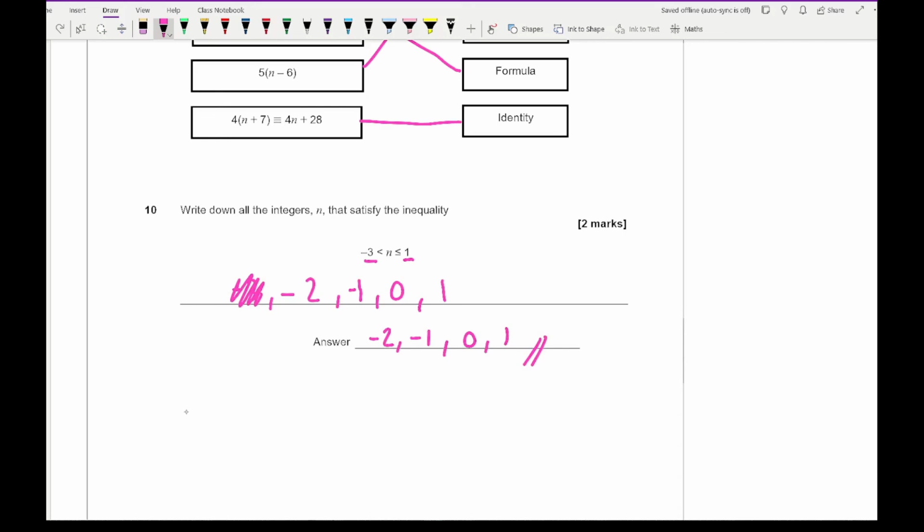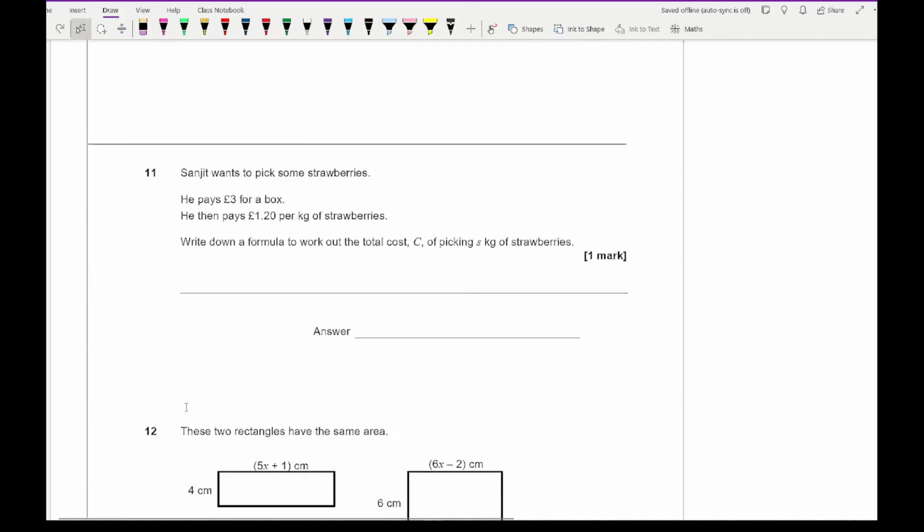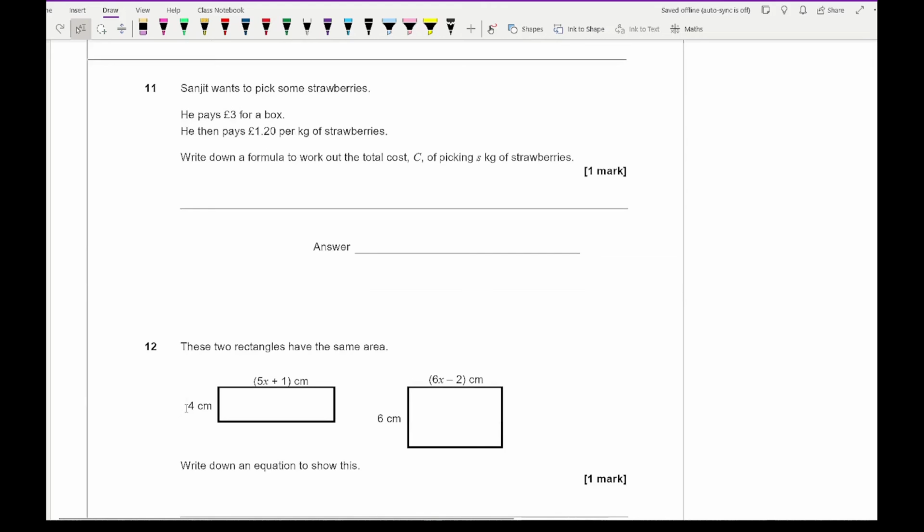Now you don't need to show any working out or any scribbling out. If you get to the right answer, that's absolutely fine, but just make sure that you have included every single valid answer. Then moving on to question 11, it says Sanjit wants to pick some strawberries. He pays £3 for a box and then he pays £1.20 per kilogram of strawberries. Write down a formula to work out the total cost C for picking S kilograms of strawberries.